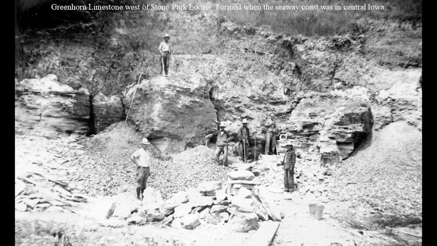The other thing that we have available in Stone Park is what's called greenhorn limestone, and this was deposited when the shoreline was farther to the east, over in central to eastern Iowa. And so when there was about 200 feet of water over this area, things like different types of brachiopods, like clams and oysters, would die, and their shells would fall to the bottom and settle on the bottom of the sea, and built up this limestone.